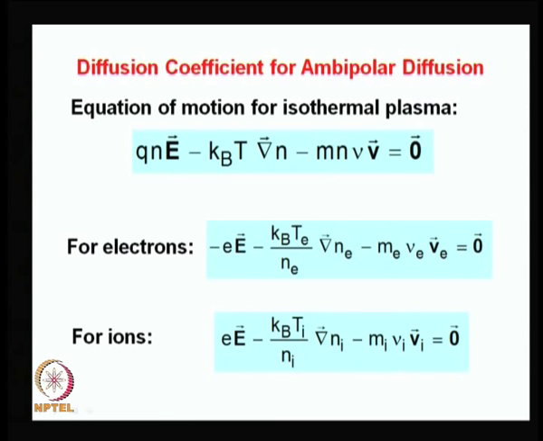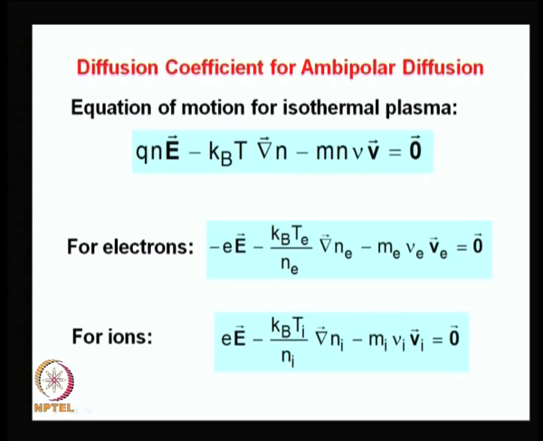Similarly, we write this expression for ions. The charge is plus e. So, we get eE minus kBTi upon Ni grad Ni minus mi nu i Vi is equal to 0.